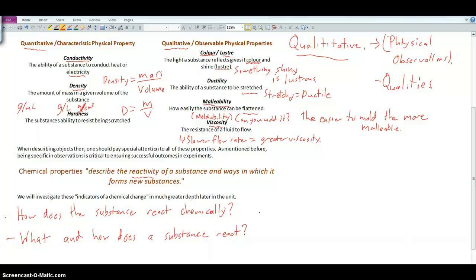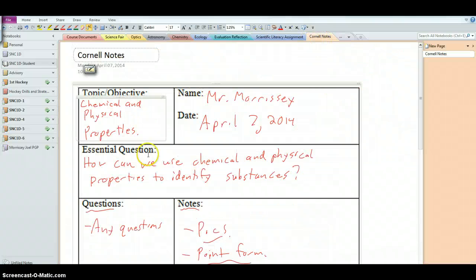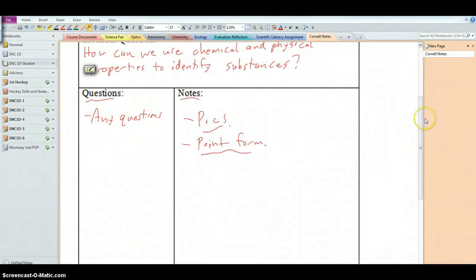Okay? So hopefully you've been able to take really good Cornell notes today. Hopefully you have a really good understanding now of physical and chemical properties. If you have questions, make sure they go in that left-hand column of the Cornell notes right here. Again, questions right in this section. You can bring those to class and ask them before we start the lab. Okay? Enjoy, gentlemen. I hope the lab goes very well. I will be around to answer any questions. Thank you.